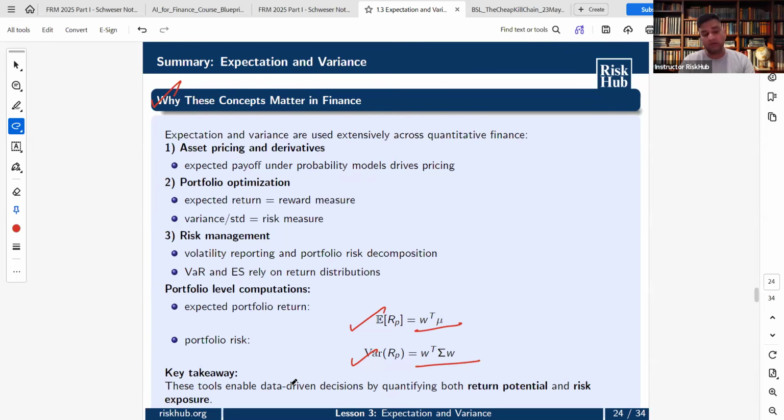This is in virtually every model in quantitative finance, from portfolio optimization to derivative pricing. And risk management is built on balancing these quantities. That is, the reward versus risk trade-off is the mathematical heart of finance, right? With that, we have completed the theory part, but we have to do some questions.